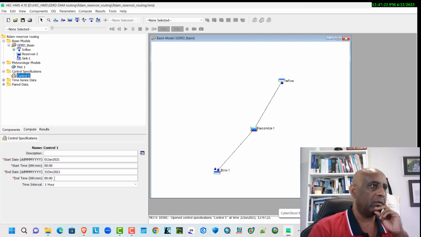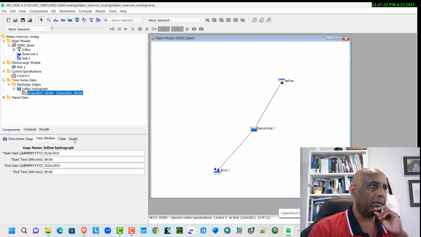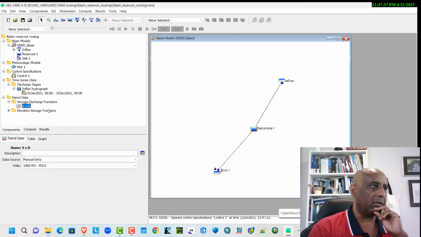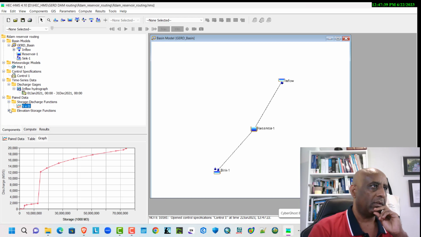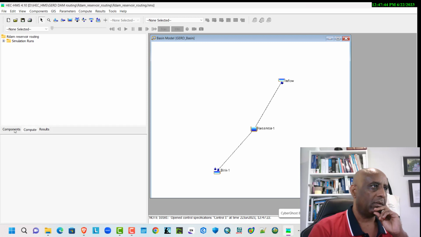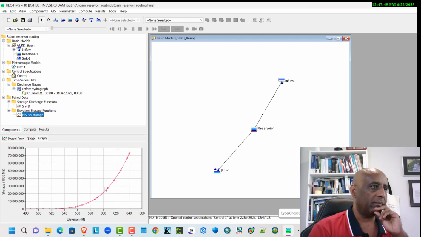There's a control. This is time series. I use a hydrograph, 1 day time step. This is the graph, and the other paired data. This is the duration curve. This is the graph of the storage and elevation curve. So these are the things we need to run the model.